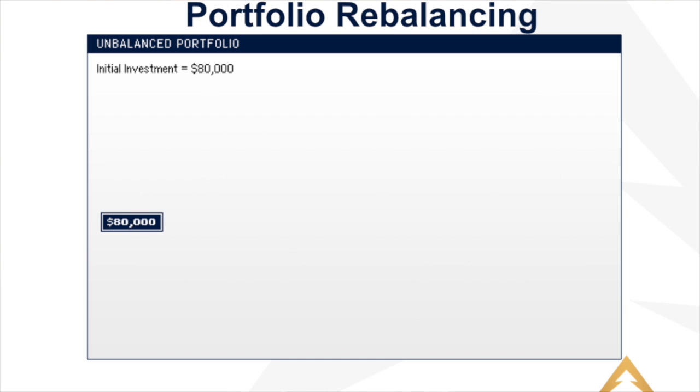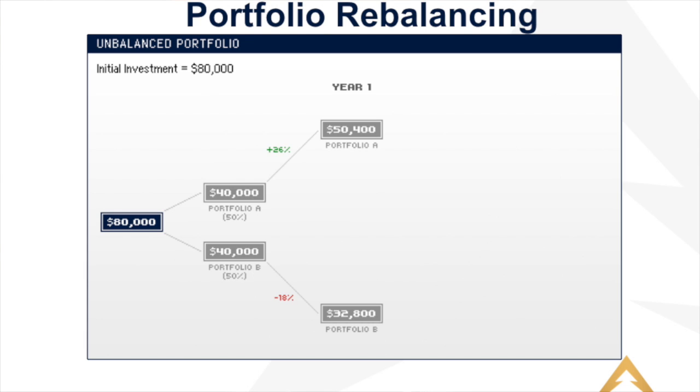Now, let me finish with a visual example of how this could work in your portfolio. Let's say you have $80,000 you want to invest. You decide you want to divide it equally into two asset categories, 50% in one and 50% in the other. Let's say after the first year, the first asset category goes up in value by 26%, and your second asset category goes down by 18%.